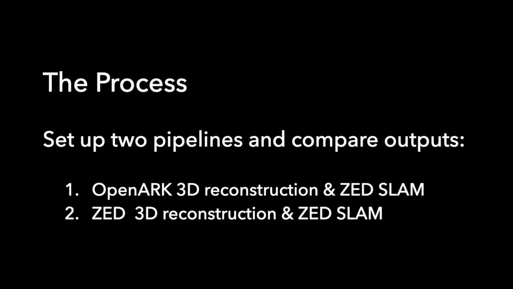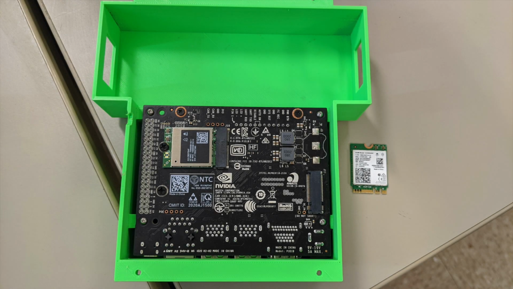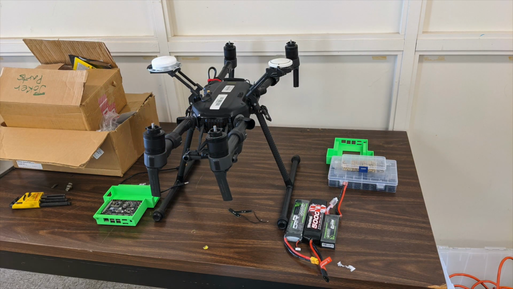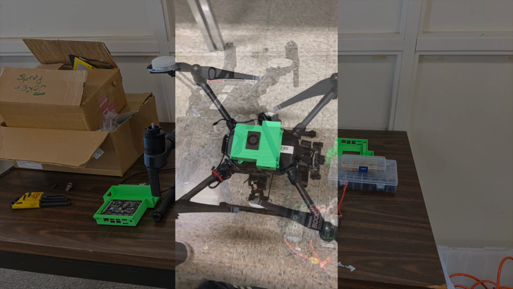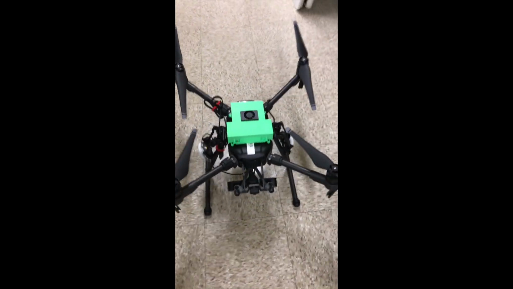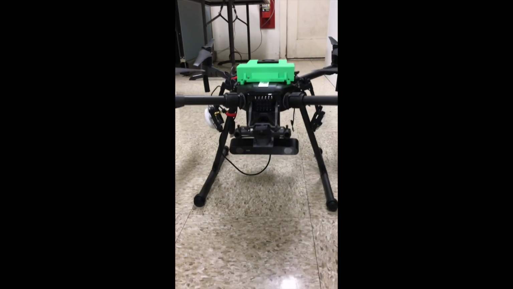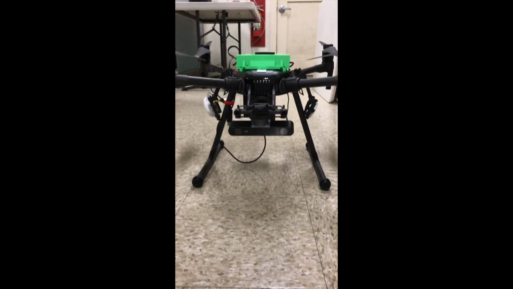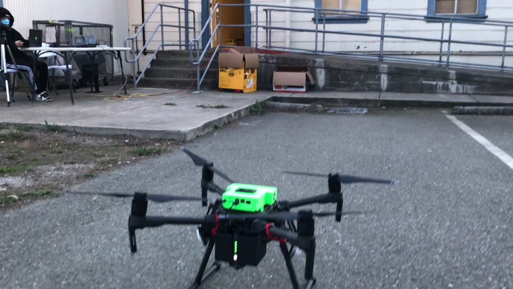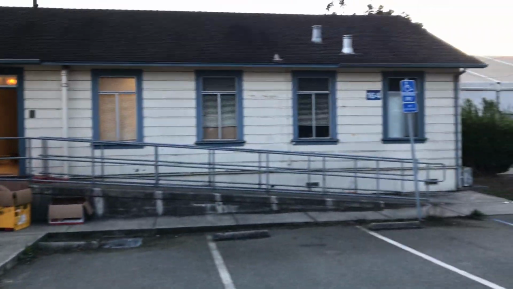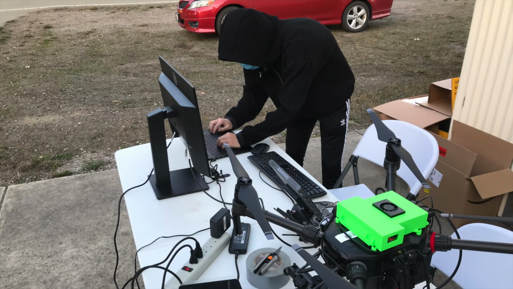Now for a bit about our process. We set up 2 pipelines to compare our outputs, and one uses OpenARK's 3D reconstruction, while the other uses Zed's 3D reconstruction. Now for our final day of the demo, we designed, 3D printed, and installed these custom-made mounts for both the camera and the Jetson NX. This is what our drone looked like on the day of. And lastly, we got all set up to test out our 3D reconstruction at the Richmond Field Station.